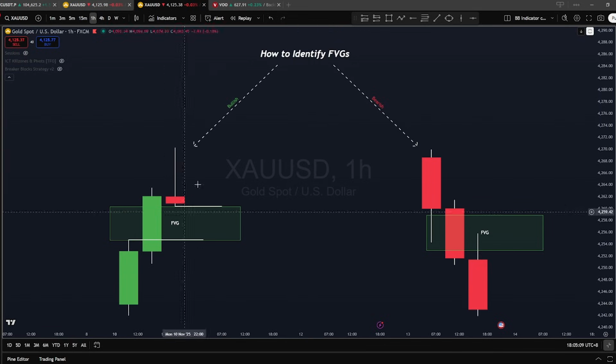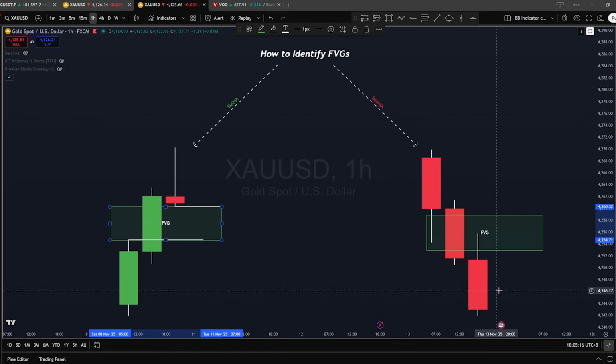If the market here is moving up and you create a gap upwards, then cool. You know that this is a bullish fair value gap. If the market is moving downwards, right, and it creates a gap like this, then this is a bearish fair value gap.